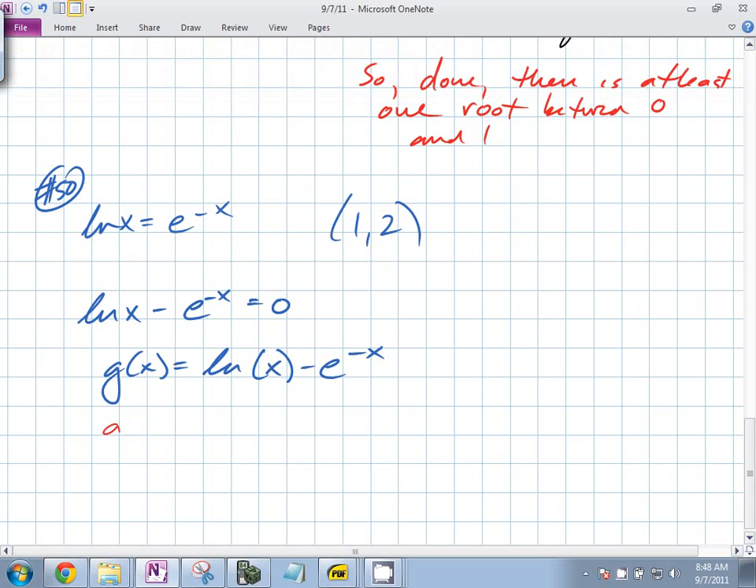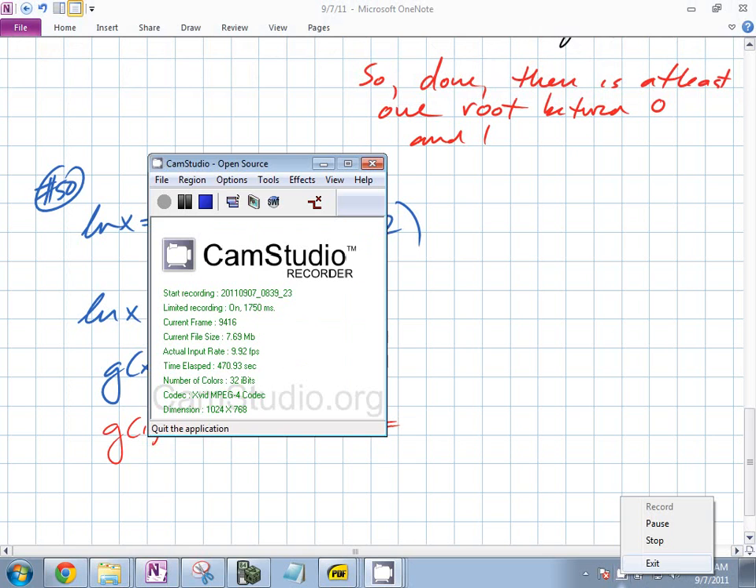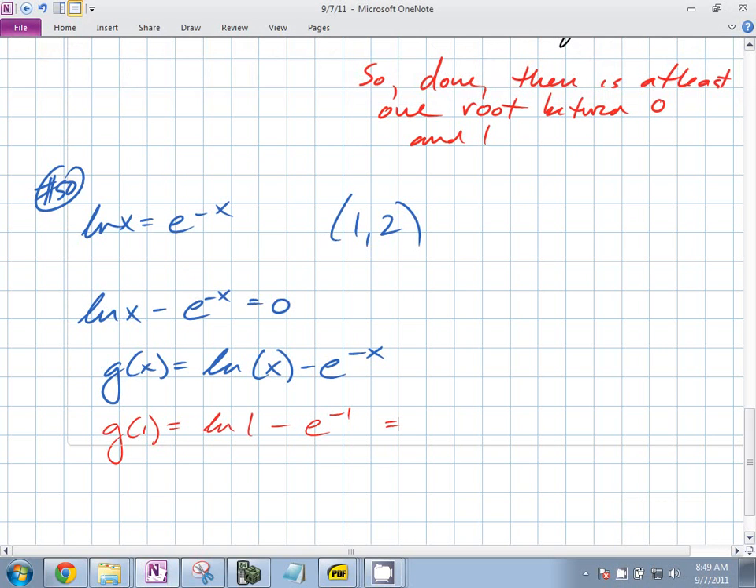Yeah, g of 1 is going to be ln of 1 minus e to the negative 1. What's ln 1? What is the natural log of 1? 0. Minus 1 over e. Is that going to be positive or negative? It's going to be negative.